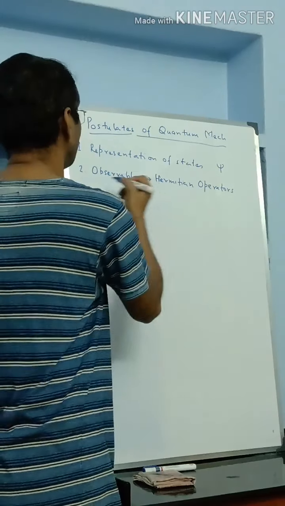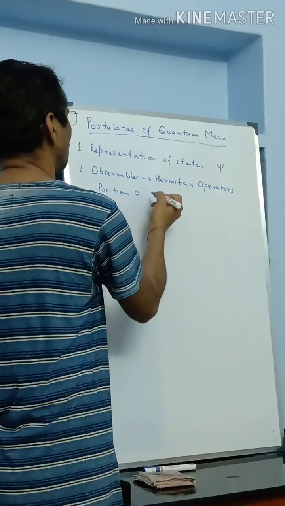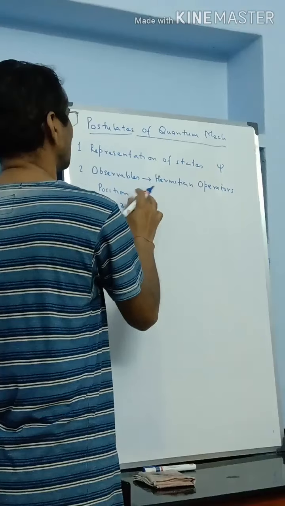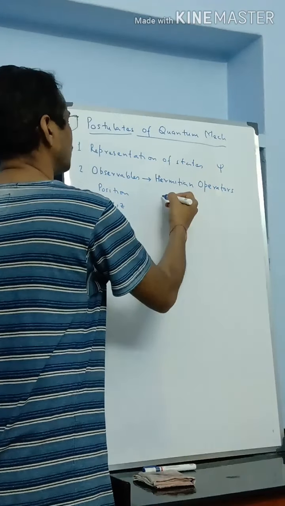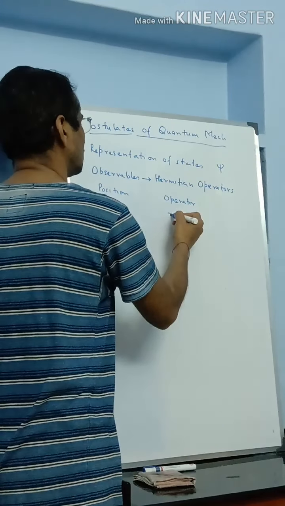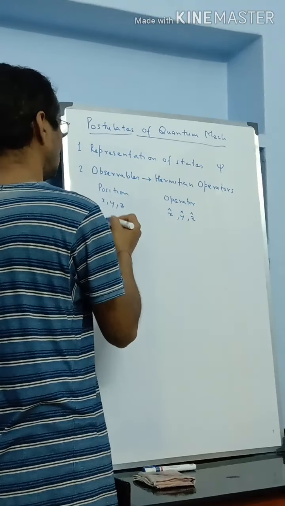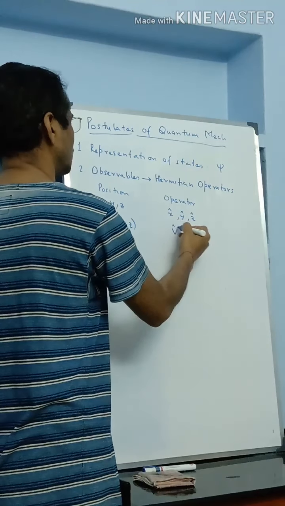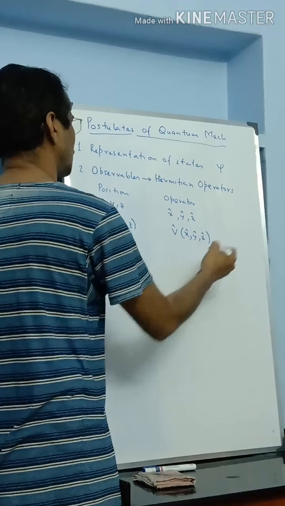For example, if you talk about the position x, y, z, then the corresponding Hermitian operators in the configuration space are given by the operators x cap, y cap, z cap. So the potential, which is a function of x, y, z, would be a function of x cap, y cap, z cap.